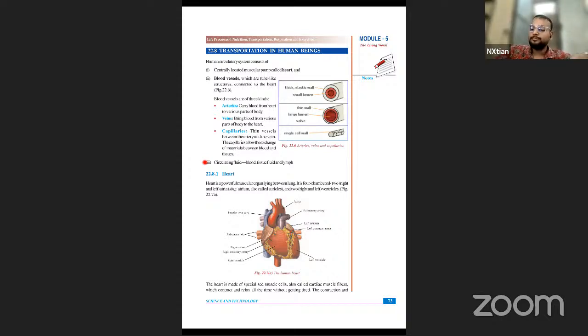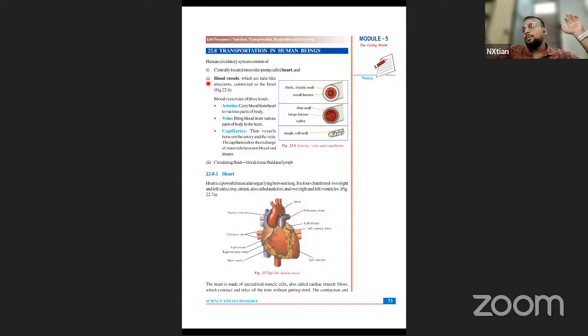Guys, did you understand? Yes or no? Now, the centrally located muscular pump is called the heart. Blood vessels, heart, we know that it's always a pumping organ. It pumps up and relaxes: contract, relax, contract, relax, contract, relax.